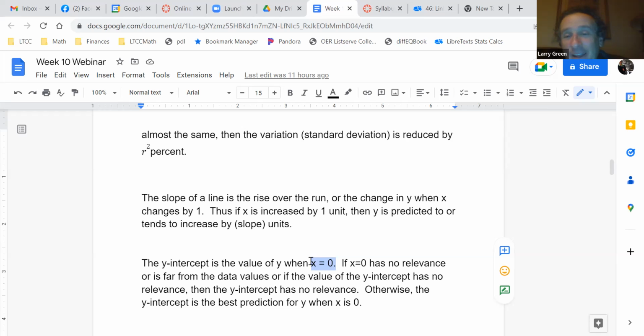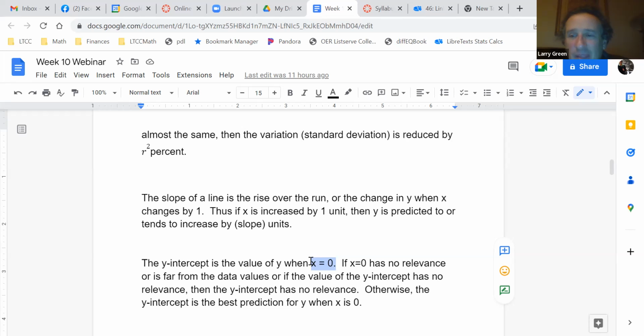Okay, so it's not the y value that has no relevance there. Sometimes the y value has no relevance. Here it's the x value, because you can't have a 0-year-old college student. There are a lot of reasons why a y-intercept might have no relevance. One is that x equals 0 doesn't have meaning, it can't happen. Another might be that the y can't happen. 0.3 can happen. You can have a GPA of 0.3. I mean, you're a bad failure, but you can have it. But you can't be a 0-year-old college student.